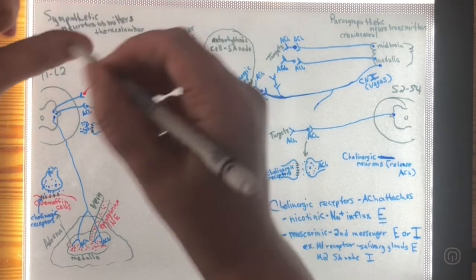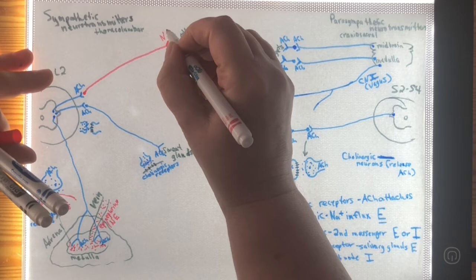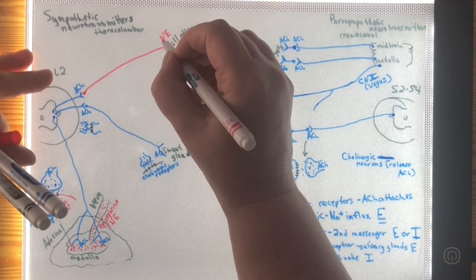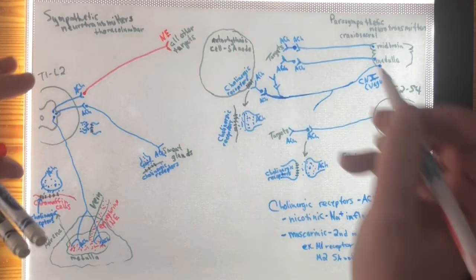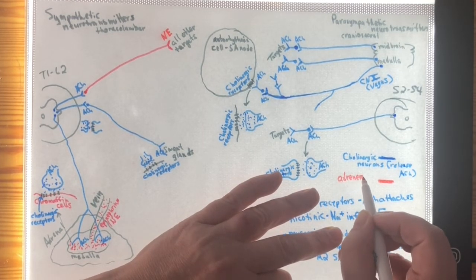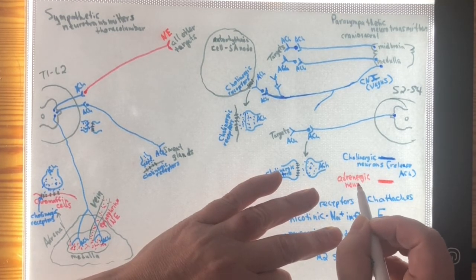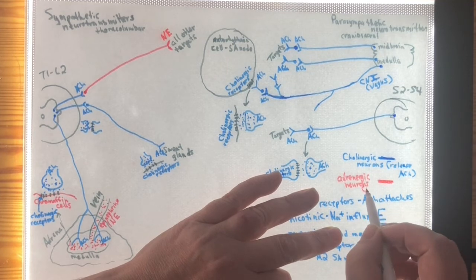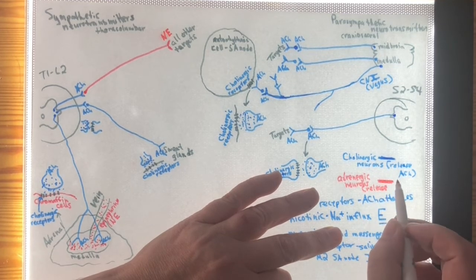And both of these, by the way, both of the upper examples that are shown here, have short preganglionic neurons and long postganglionic neurons. We discussed that in the previous video. All right, so in this case, we have a cholinergic preganglionic neuron and an adrenergic postganglionic neuron. So let's go ahead and add that in there.